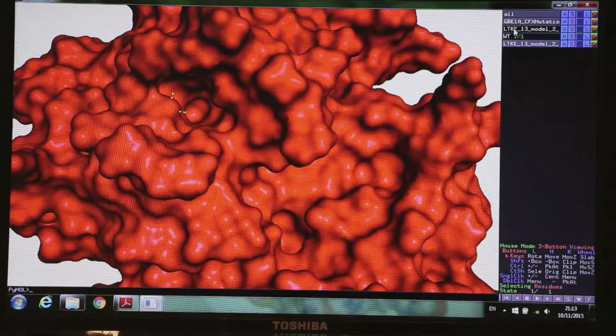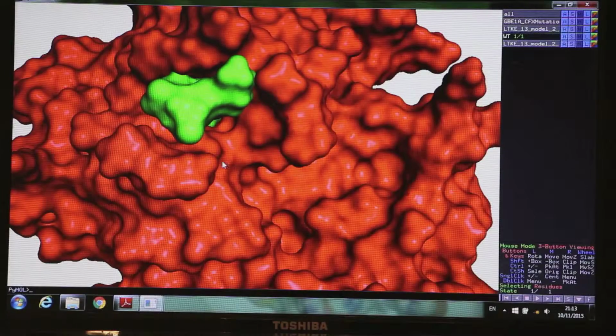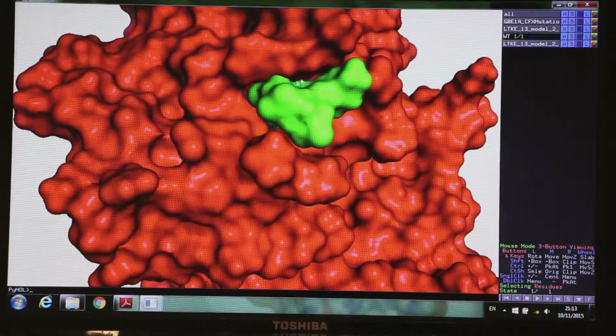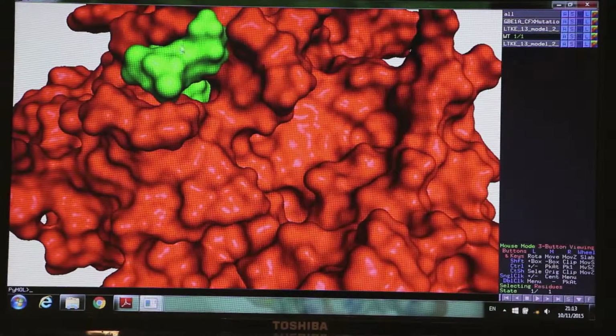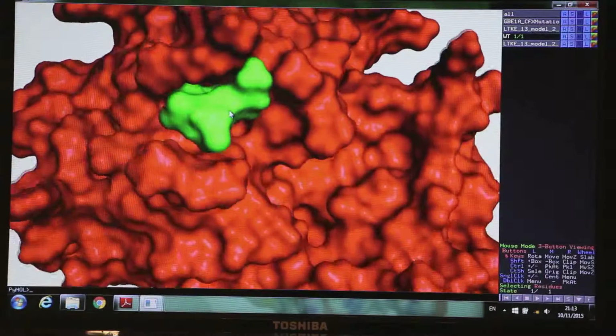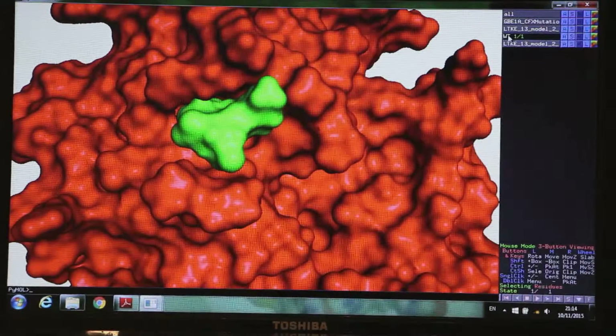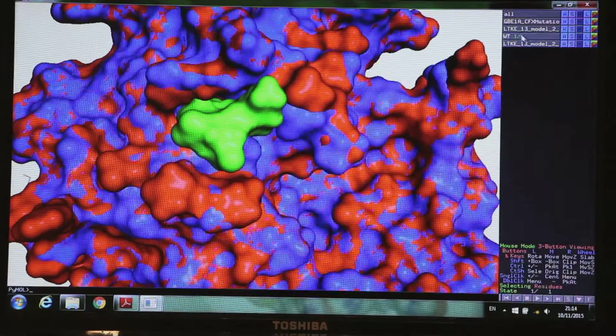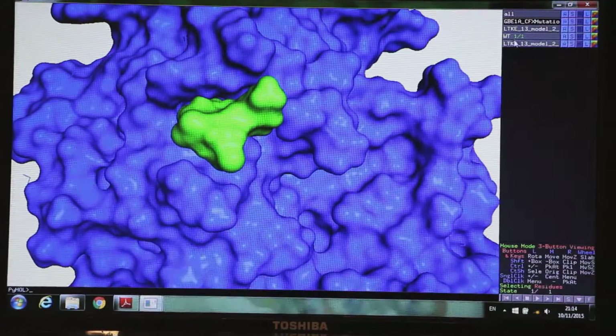And what our computer algorithm designed is this small peptide, which basically fills this hole and forms a very nice hydrogen bond pattern, which stabilizes this whole region in the mutant protein. So in effect, we can fill this hole, which does not exist in the normal protein.